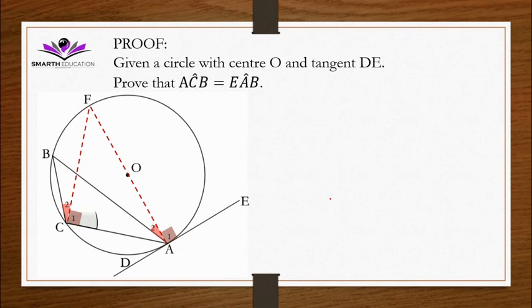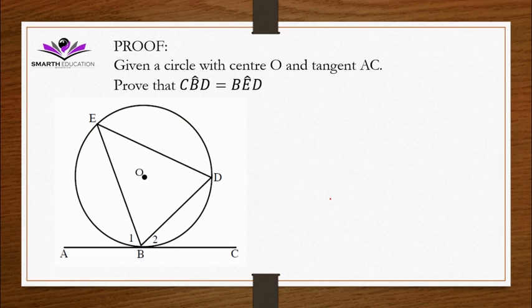Let me just show you. This is the angle we're talking about, ACB, and angle EAB. Okay, let's go to the last method for proving the tan chord theorem. Given a circle with center O and the tangent AC, prove that CBD is equal to BED.